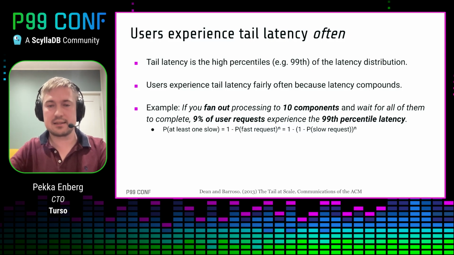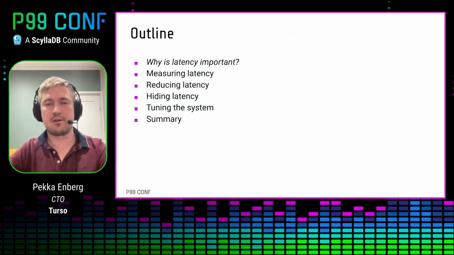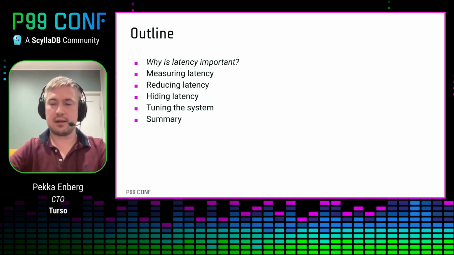The key point is that although the probability of one slow thing is just 1%, all it takes is for one of those 10 components to become slow, and that's going to dominate the request processing. So we care about latency because it's essential for customer experience, right? So how do we go about measuring latency?